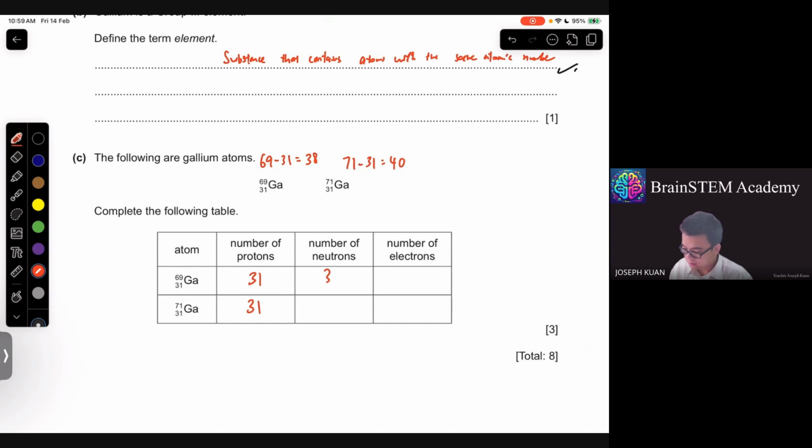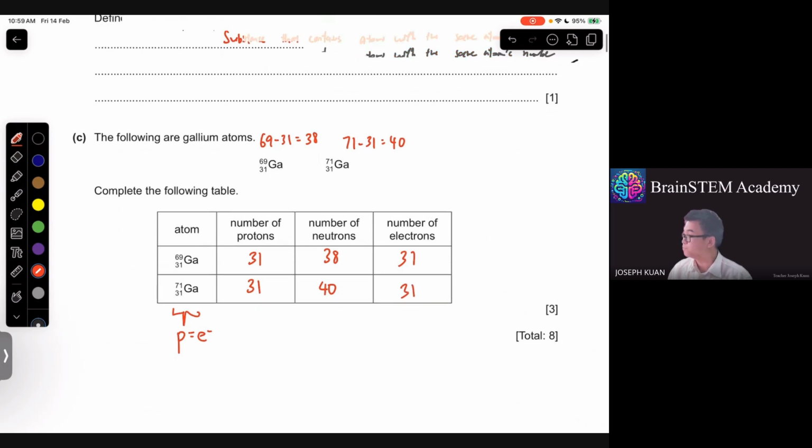So 38, 40. And lastly, electrons. Since both of them are uncharged, it will mean that they have equal numbers of protons and electrons. Uncharged atoms have equal numbers of protons and electrons. So in that case, both of them have 31 electrons.